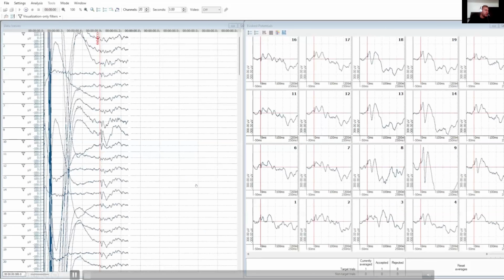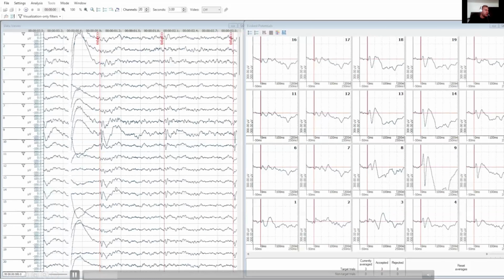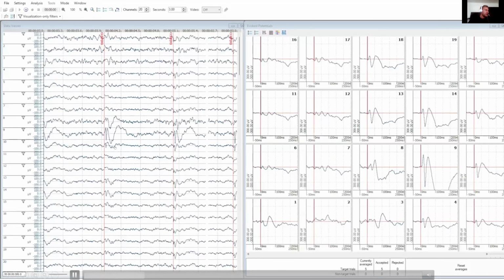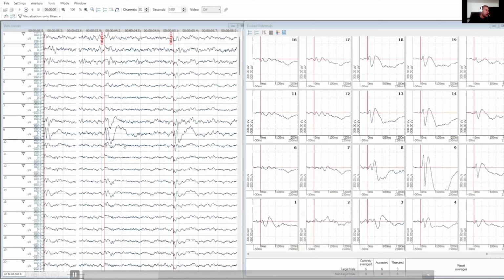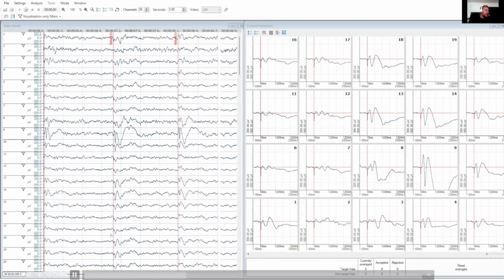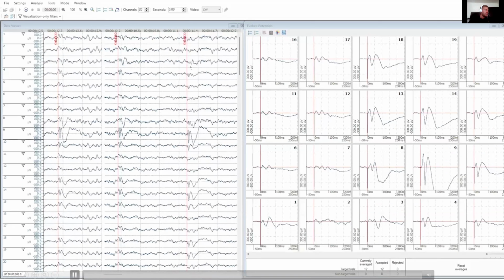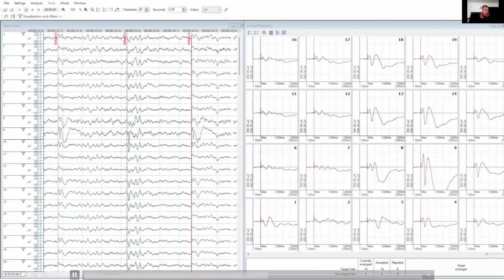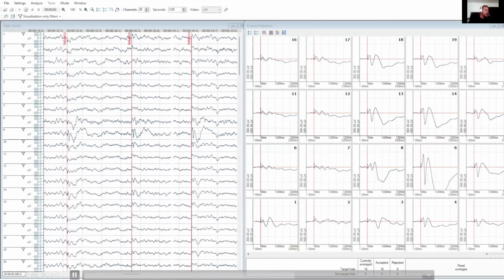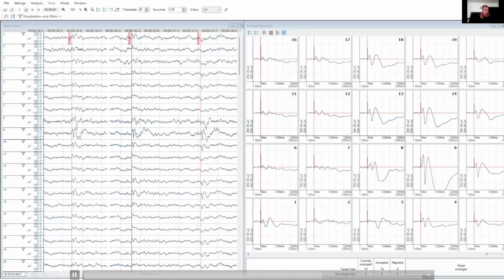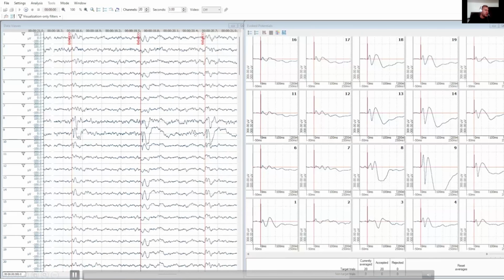So how does the recording look now? When we go into the g.Recorder, we can see here the TTL input, the digital output of the eStim, and the input of the g.HIamp. The vertical red lines are the triggers. After each trigger, we can already see with the eye the evoked responses.